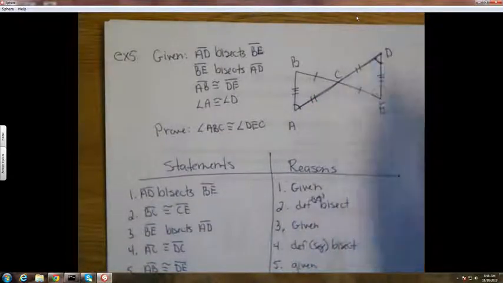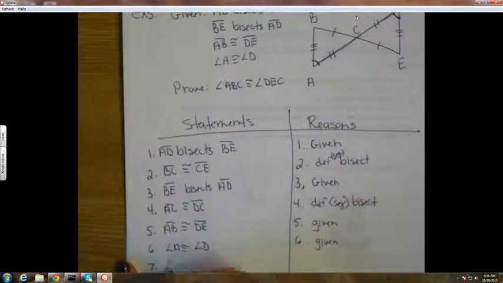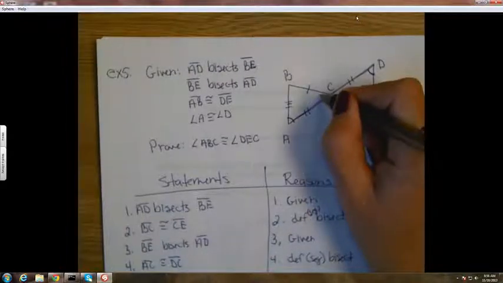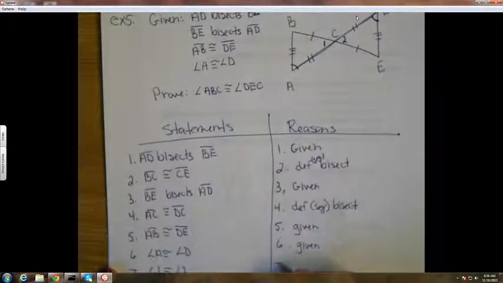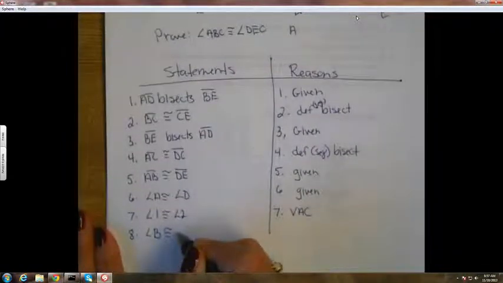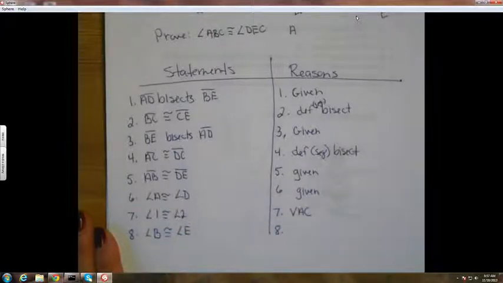Nope. Here's a new one right now. Angle 1 congruent to angle 2. And I'm going to put the 1 and the 2 right here. Vertical angles. It is VAC. That's 1, 2, 3, 4, 5 congruent parts. Where's the last congruent part at? Angle B congruent to angle E. Reason? That's the third angle. We already had 2 congruent angles, so we've got our third congruent angle. Third angle theorem. That's number 6.